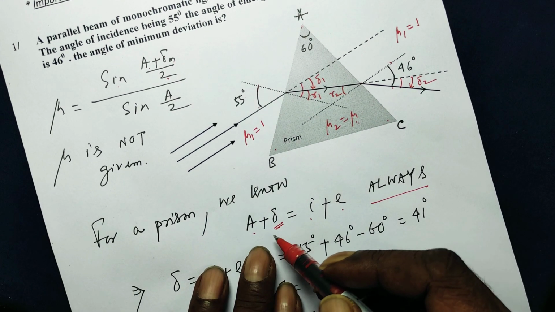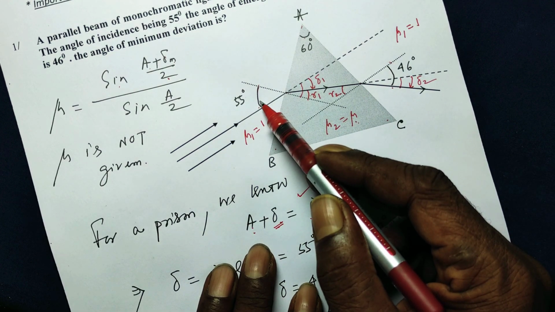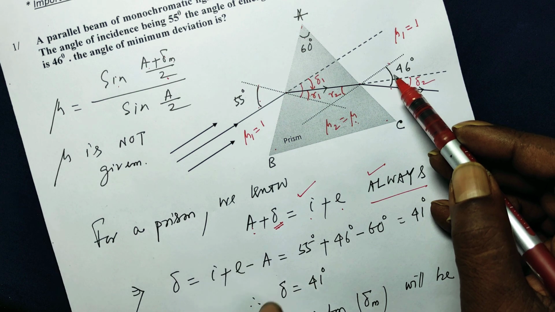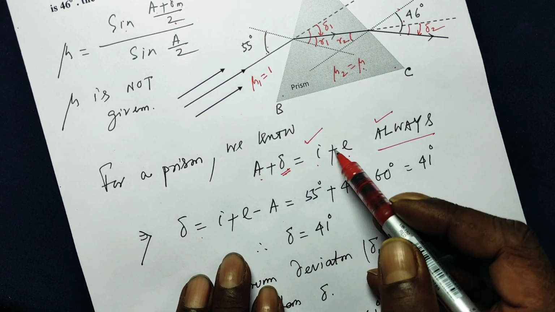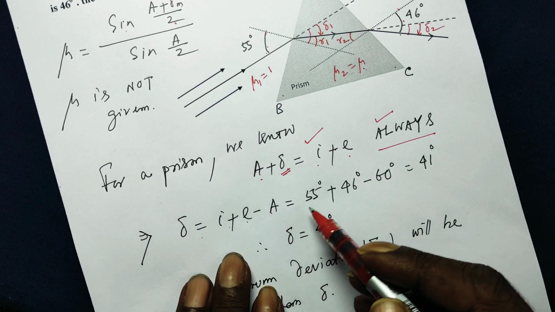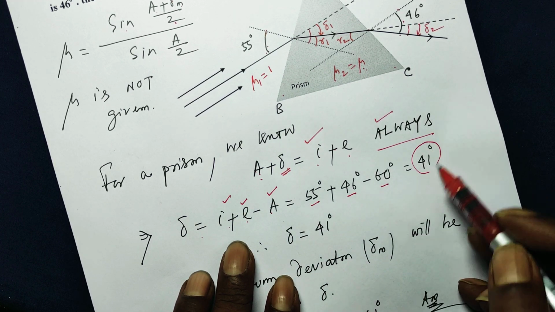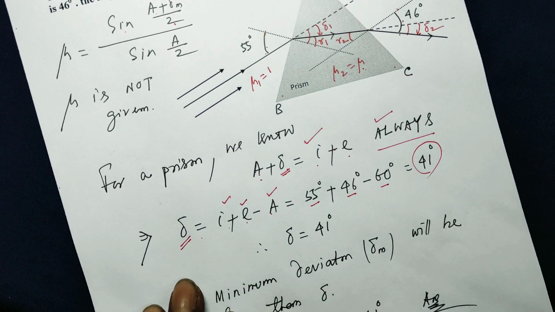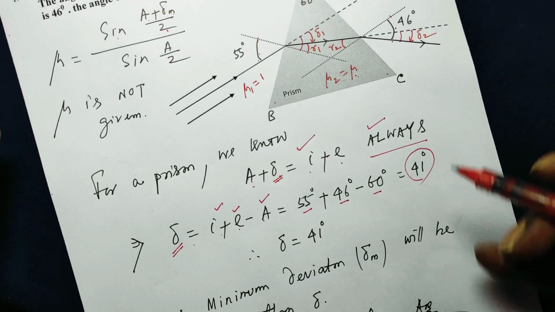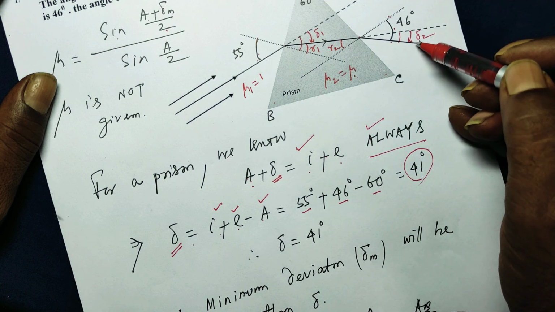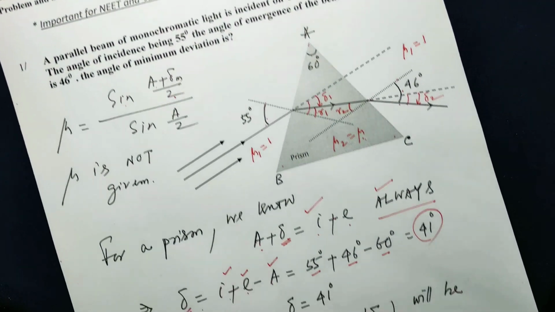So using that, we have derived in our theory classes A plus delta is I plus E always, where I is the angle of incidence on this side and E is the angle of emergence on the other side. So from this expression, delta is equal to I plus E minus A. I is given, E is given, A is given. So put the values, you get 41 degree. So your deviation is 41 degree. We don't require all these things, delta 1, R1, R2, delta 2, but I explained so that your lessons get revised.